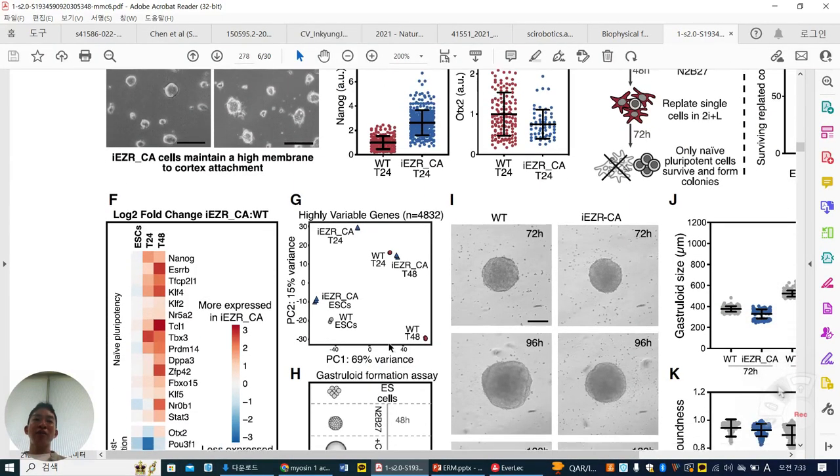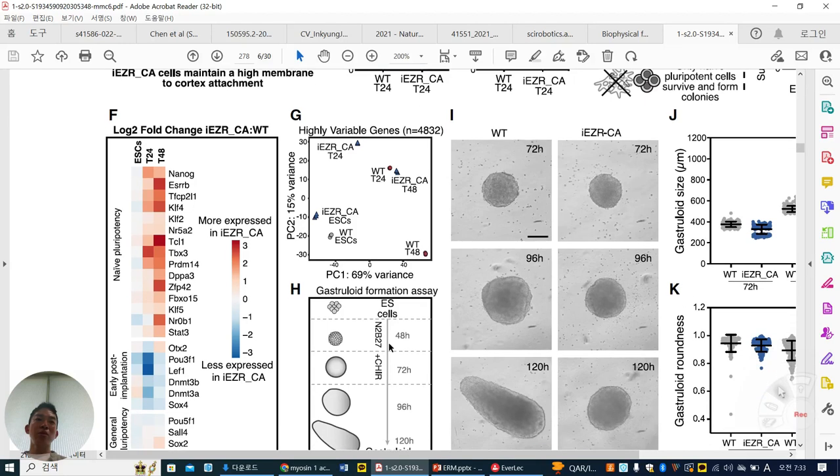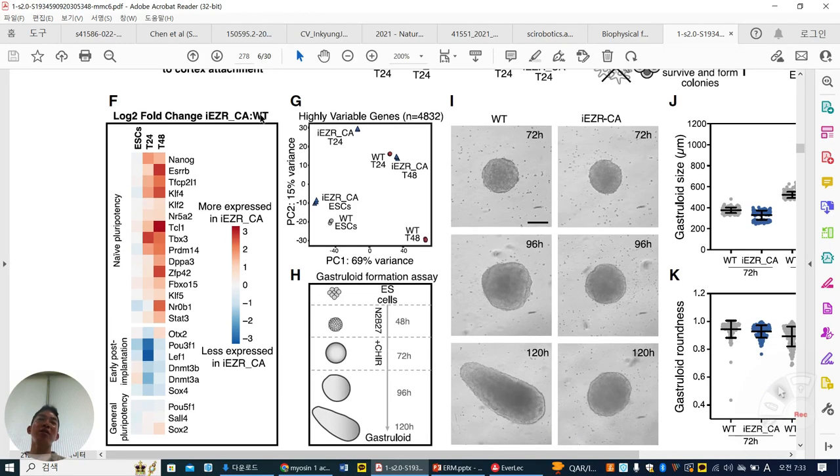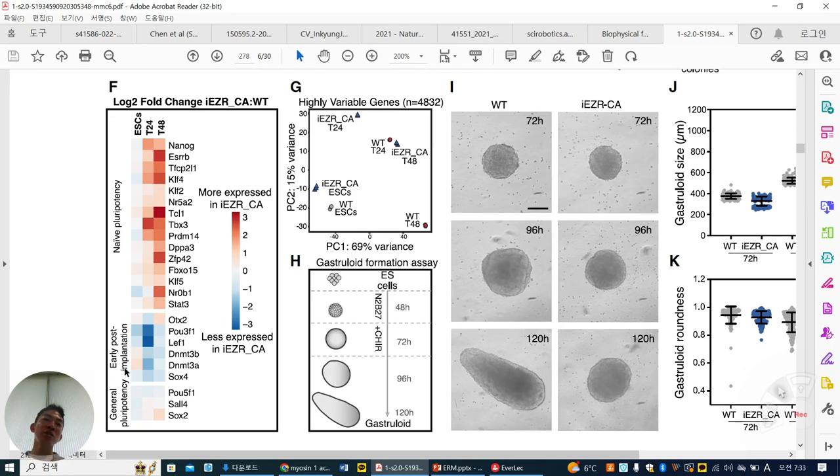So from the RNA sequencing, they want to confirm again. The bottom is wild type, the upper panel is the agarin activating cell, over normal ES condition, and then without inhibitor for 24 hours, without inhibitor for 48 hours, spreading condition, differentiation condition. All the conditions show that the naive pluripotency marker is enhanced in agarin activated cells. And then early post implantation and general pluripotency in the same manner.